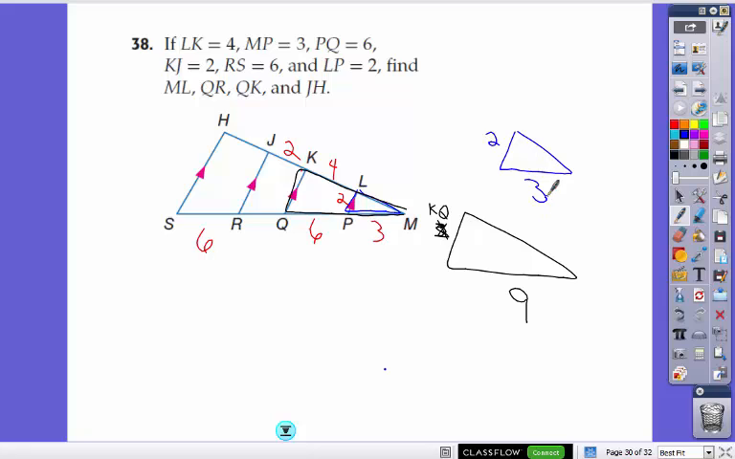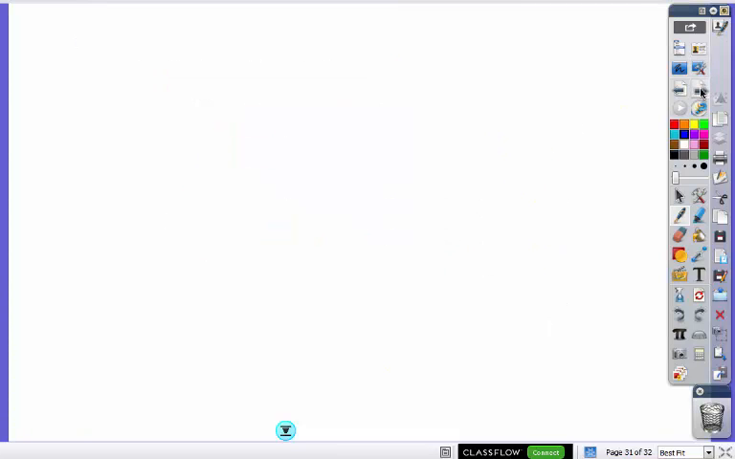So with this here, once you have this and redraw the triangles, then you can set up matching parts. So the 3 matches up with the 9, the 2 matches up with the KQ side, cross multiply and work to get your answer. That's all I've got.